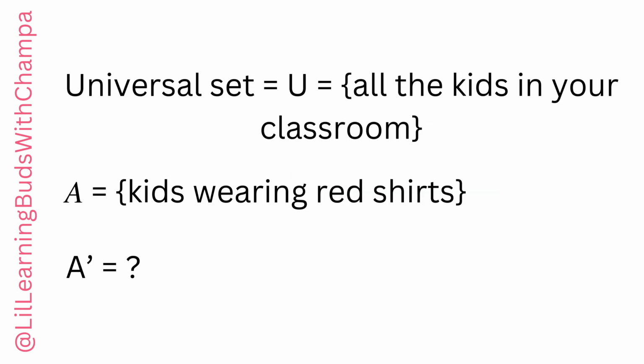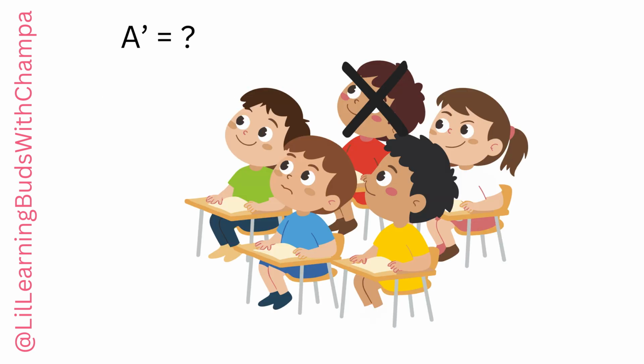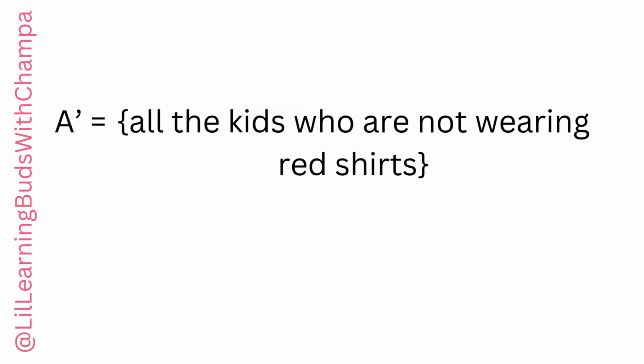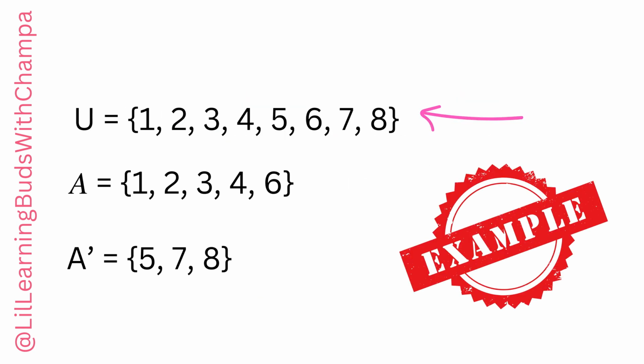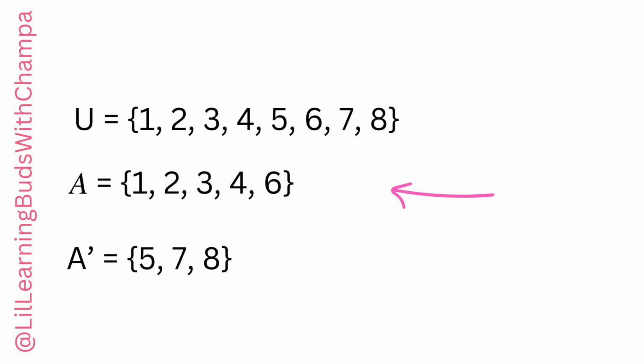So the complement of set A is everything else in the group, like kids who belong to the same class and who are not wearing a red shirt. Universal set U has 1 through 8 and set A has 1 through 6. So what's the complement of A? It should be a part of U and it should not be present in A.